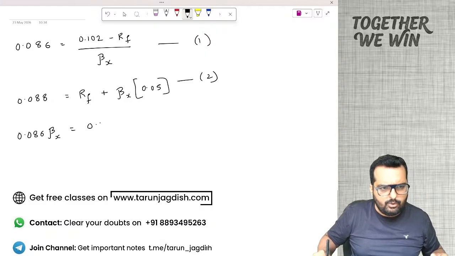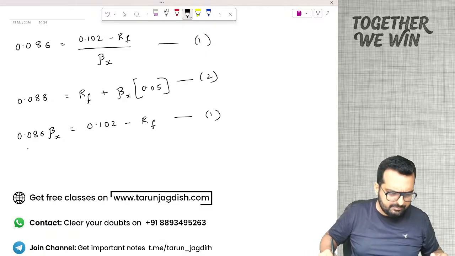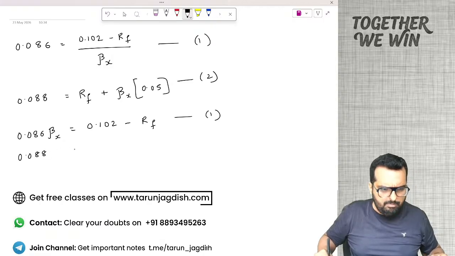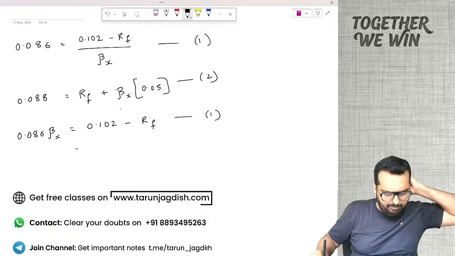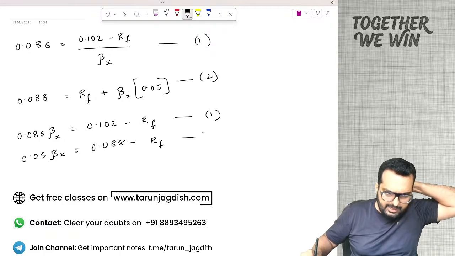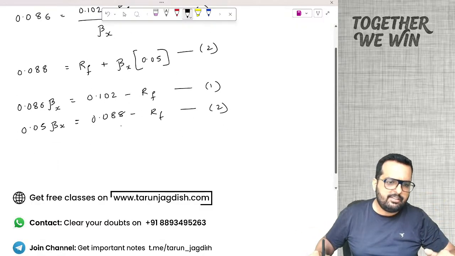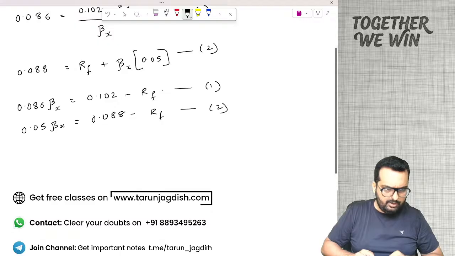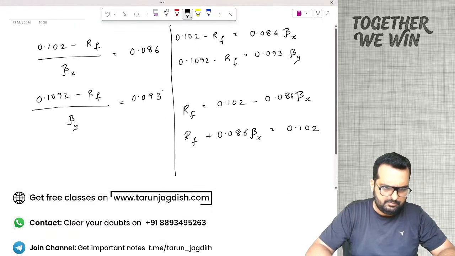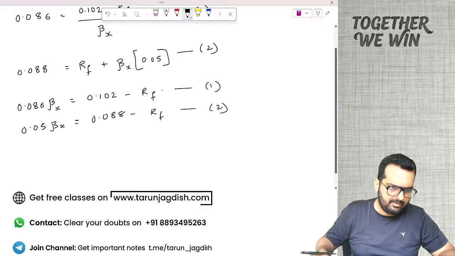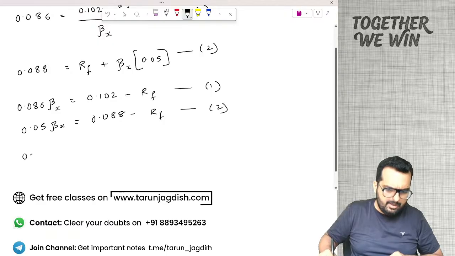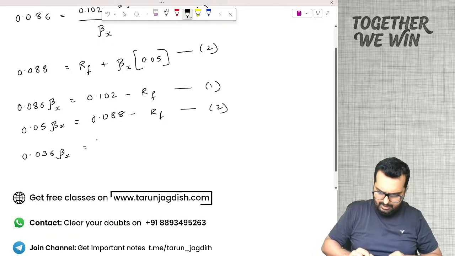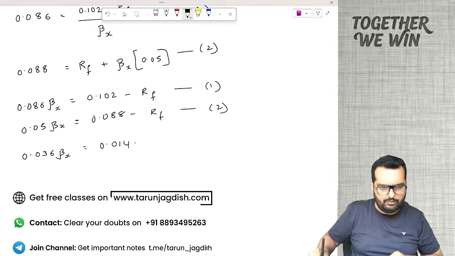0.086 beta x is equal to 0.102 minus RF. 0.088 is equal to, so I'll just rework this so that it can come in the common parameter. So here I'll just keep this on this side. 0.05 beta x is equal to 0.088 minus RF will be equation number 2. Fantastic. Now when I solve it, 0.086 and the second one is 0.088. Okay, so 0.086 minus 0.05 will give me 0.036 beta x is equal to 0.102 minus 0.088, that is 0.014.